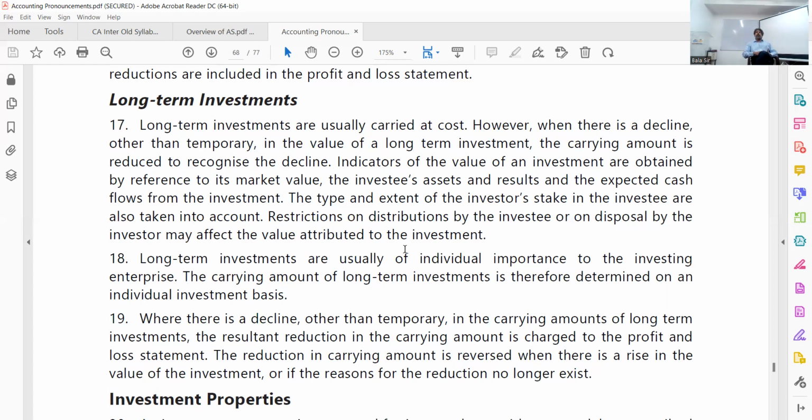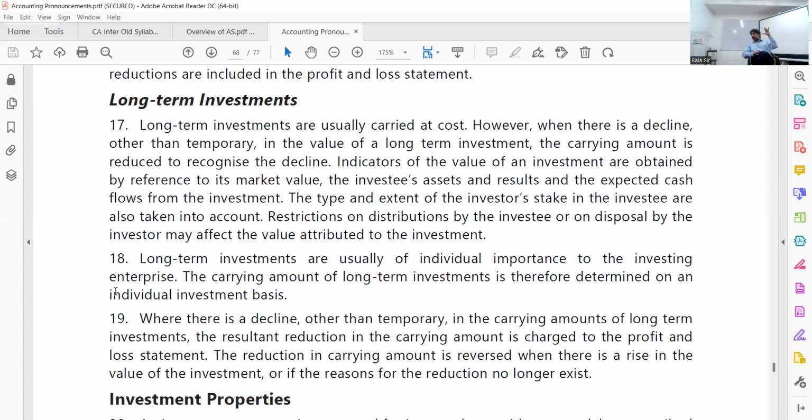And everybody, from your textbook, read para 18. Everybody, para 18. Long-term investments. Read it. We need to read, or no? You read. Everybody, please read along with that para. Long-term investments are usually of individual importance. I think it's not required. Okay, that's fine.